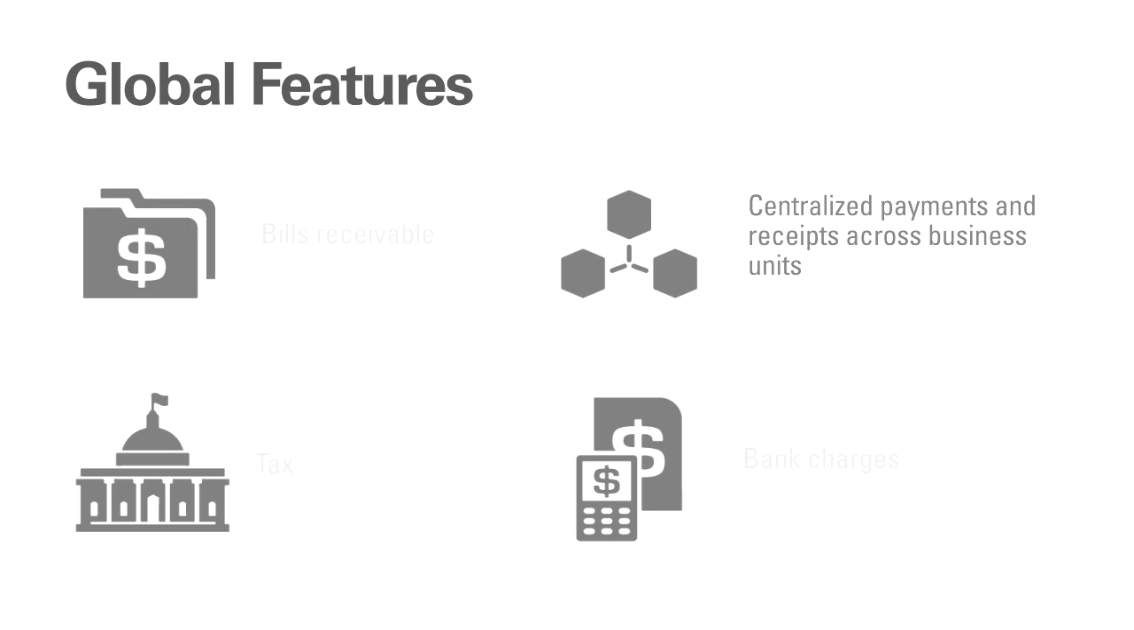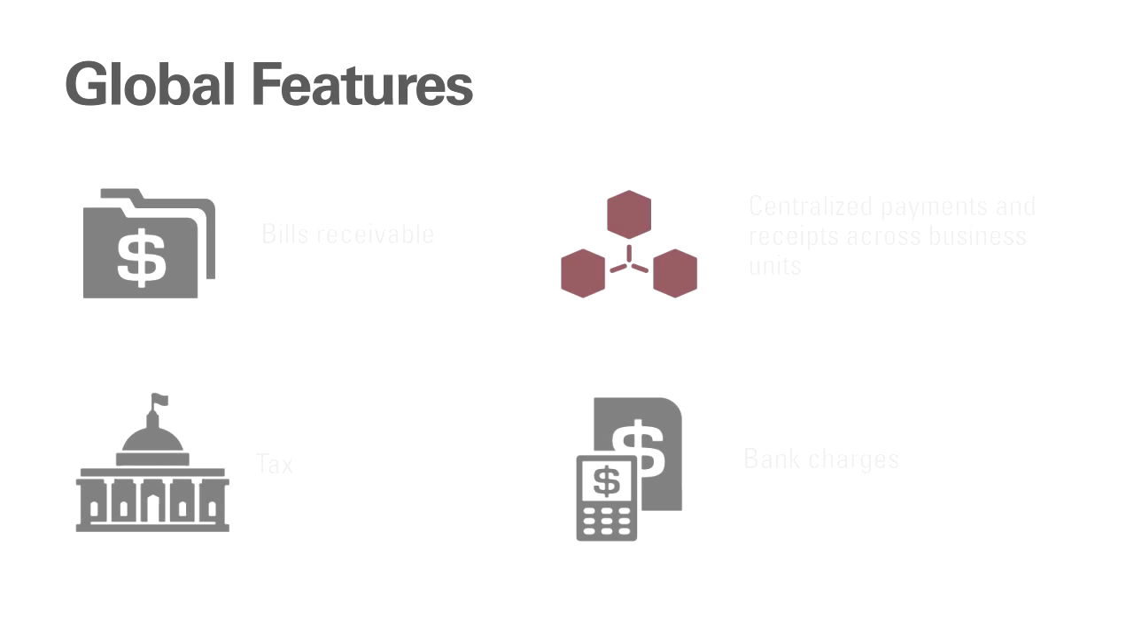Finally, we introduced centralized payments and receipts across business units to support what we call shared service models. That means you can now increase operational efficiency by centrally processing payments across these business units when operating in this shared service environment. By defining a service provider relationship inside the solution, you can now process a single payment across multiple invoices from different business units. This improves the management of supplier and customer relationships, as well as reducing transaction and administrative costs for payments.